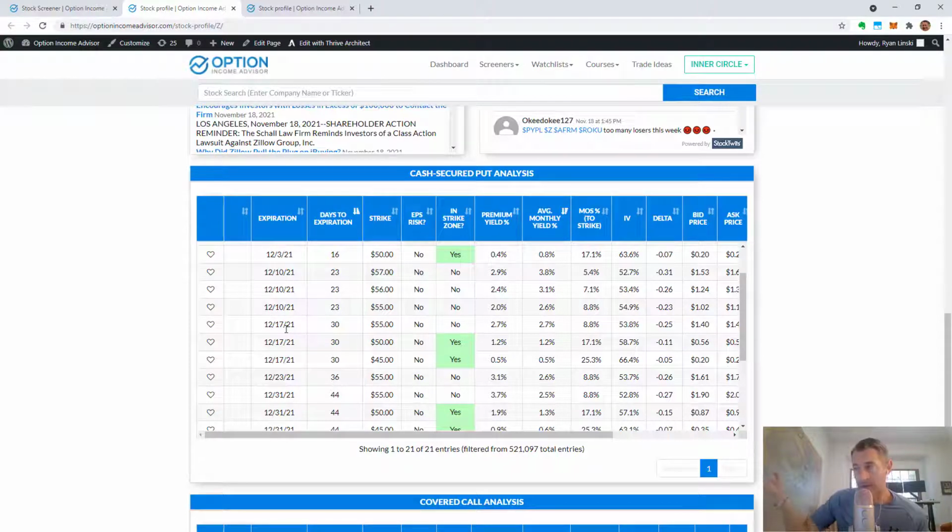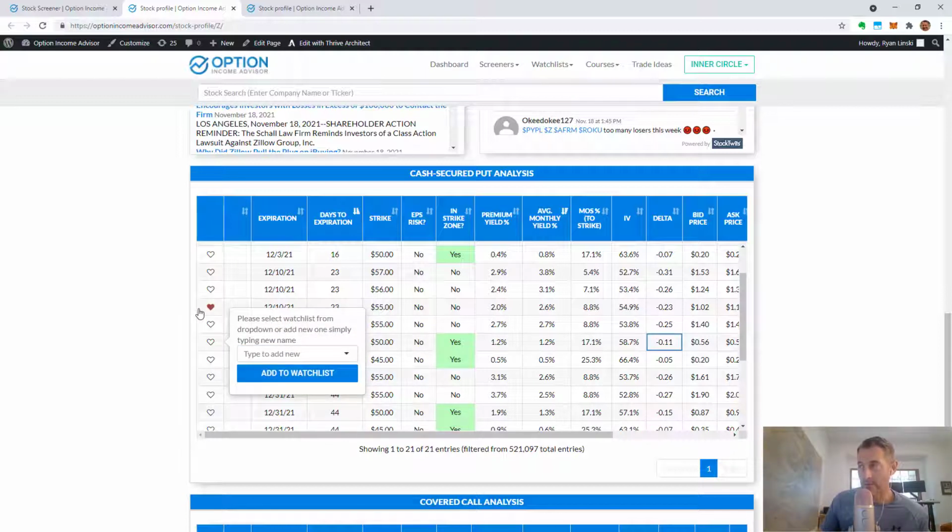And so if we're looking at December, I like this Zillow 50, right? It's in our strike zone, gives us 1.2%, still gives us a 17% margin of safety, only an 11 delta. I think that's a phenomenal risk reward.